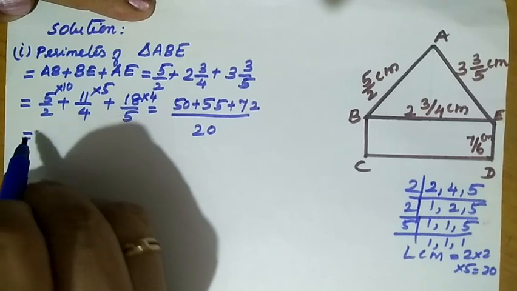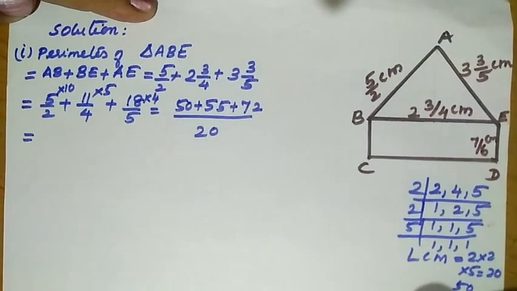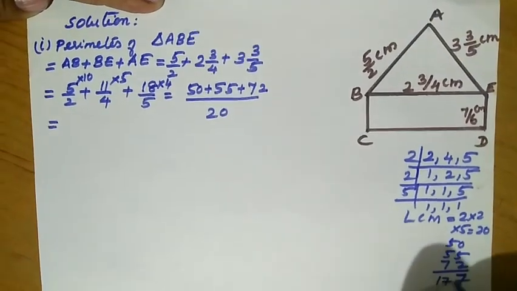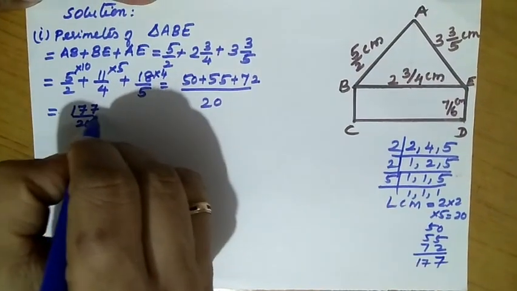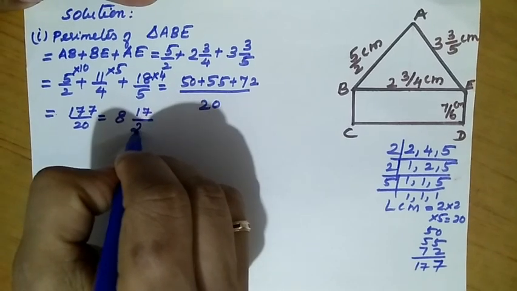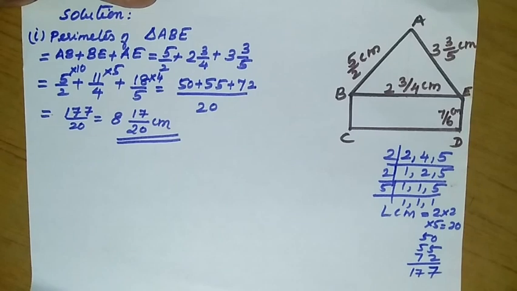If we add 50, 55, 72, it is 177. 177 divided by 20. Therefore 8 integer 17 by 20 centimeter is the perimeter of the triangle.